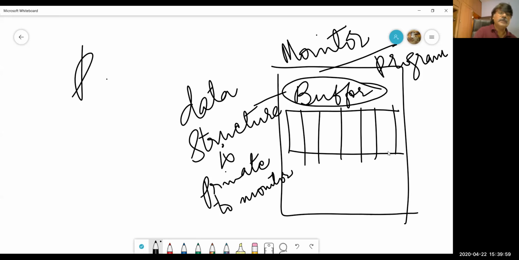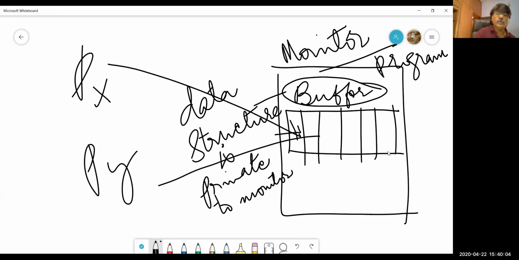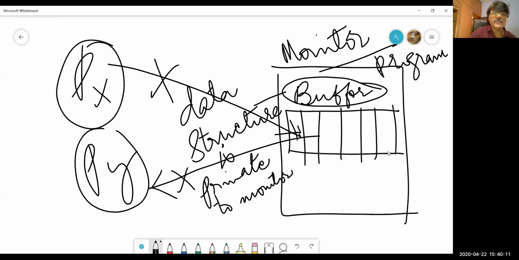So any process Px or Py cannot directly put information in the buffer or remove information from the buffer. These two operations are not allowed, because outside processes cannot access the private data of the monitor. In Java, if you declare in a class that this buffer is a private data structure, within that class only can you access the buffer. Any object of a class outside the monitor class cannot access the data.